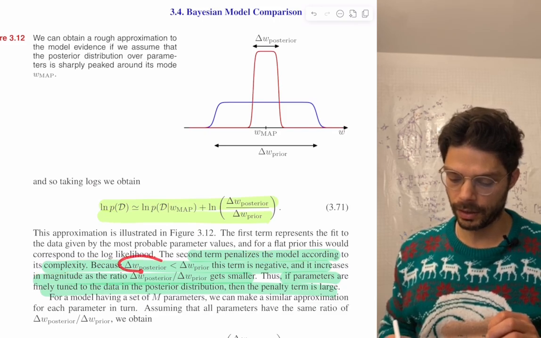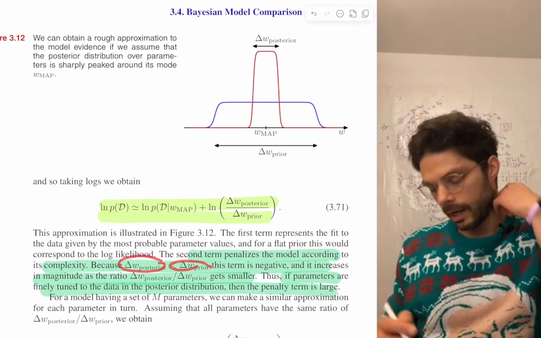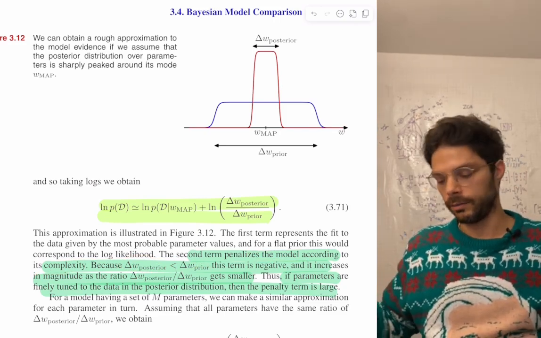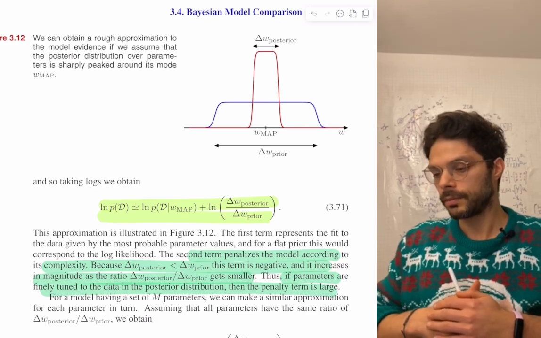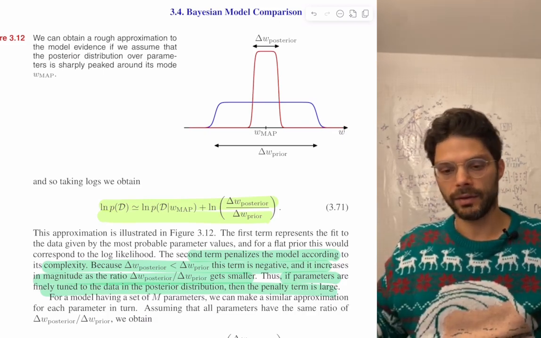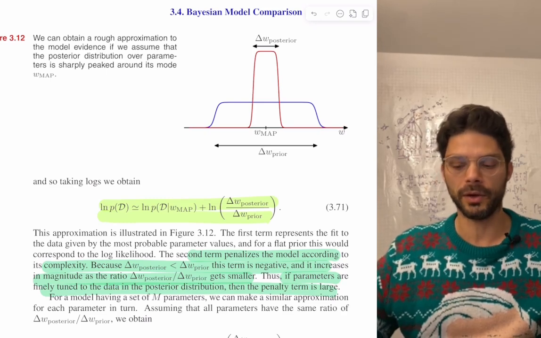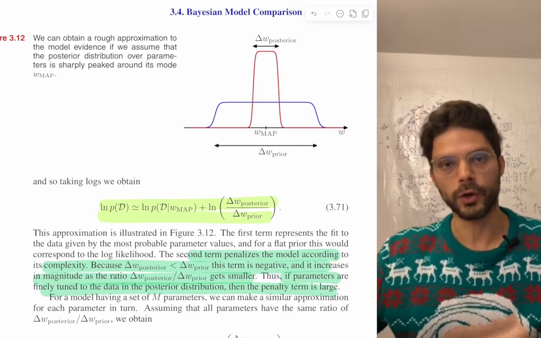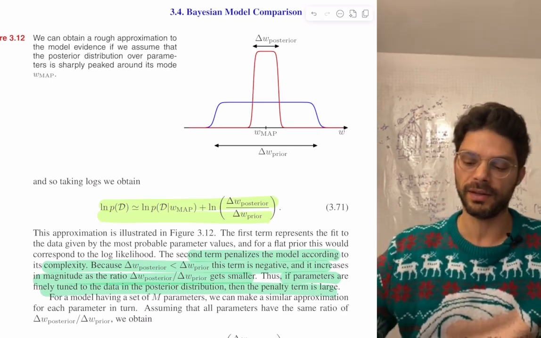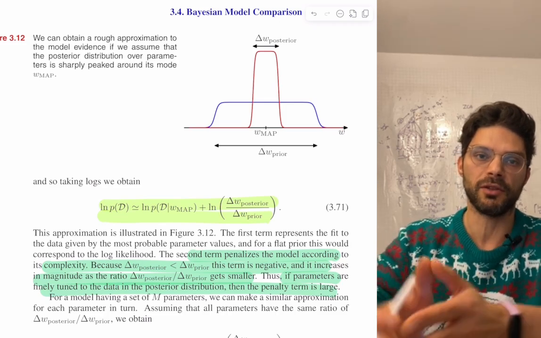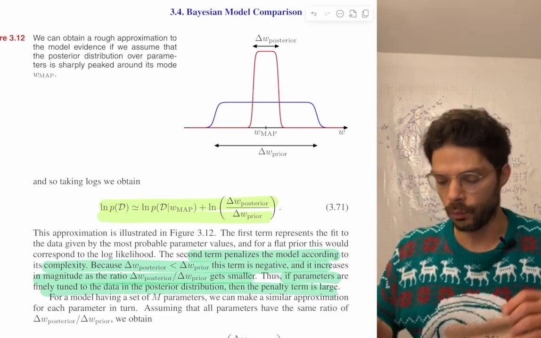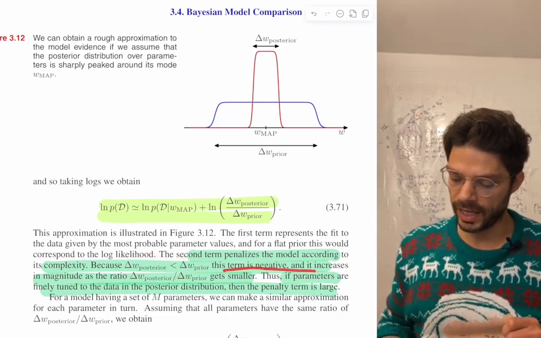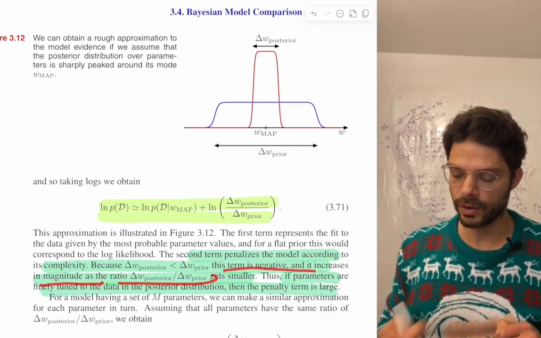Because the width of the posterior is less than the width of the prior. The prior essentially tells you which values are allowed without having seen anything, and you can only choose from among those. You're limited to those before you observe any data, and then once you observe the data, a narrow subset of those prior values is going to be consistent with the data. So the width of the posterior is going to be less than the width of the prior. Because of that, this term is negative, and it increases in magnitude as the ratio gets smaller.